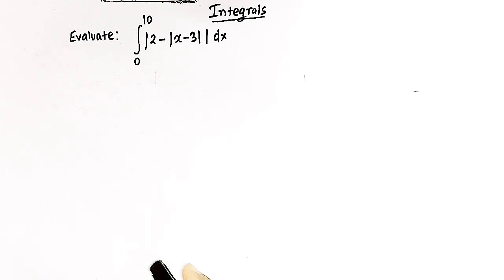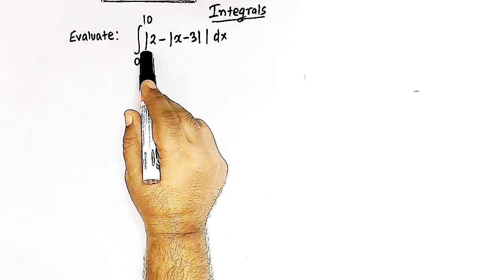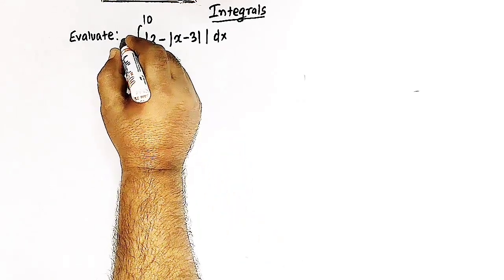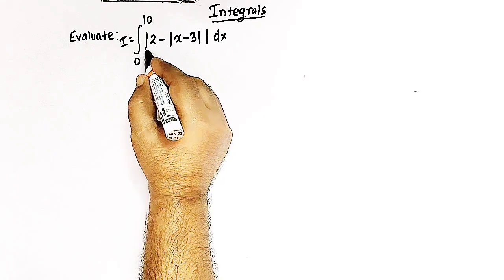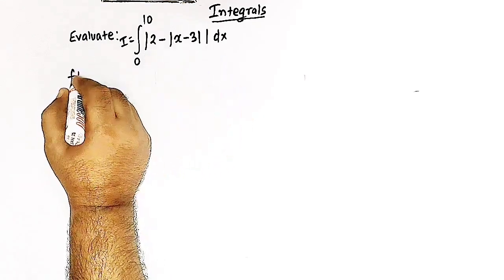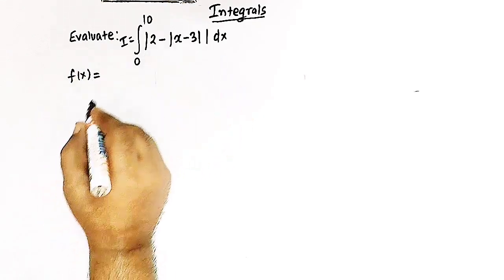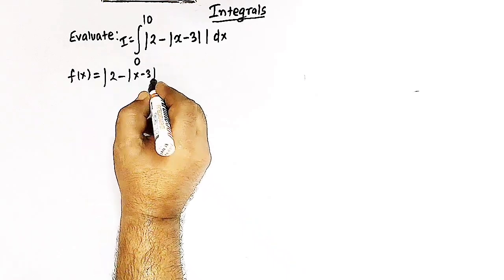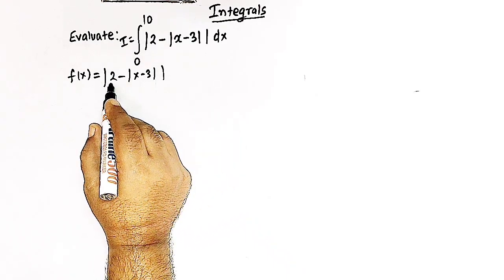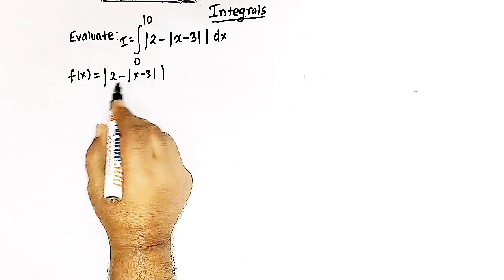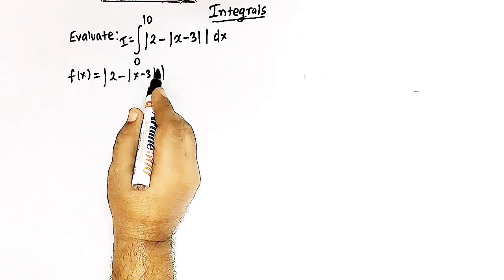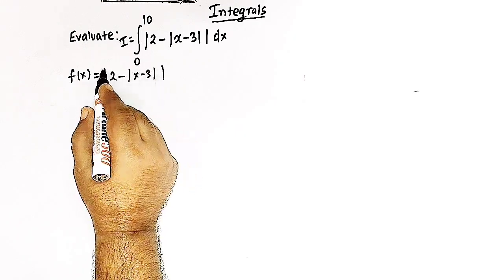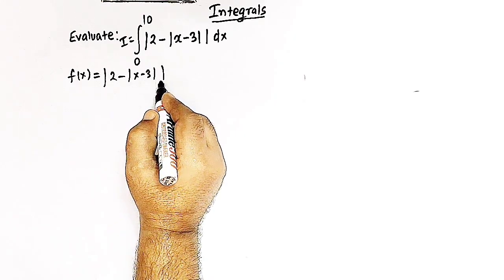But first we have to redefine this integrand, right? So let us take this integral as I, and let us take this function as f of x. So we have f of x as mod of 2 minus mod of x minus 3, and here we can easily see that we have two mod functions. So we have mod of x minus 3 inside this mod function, right?